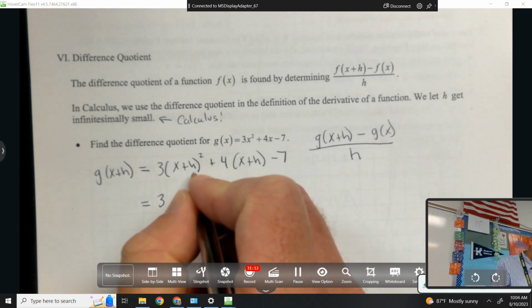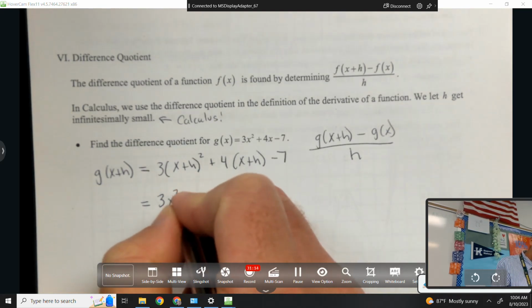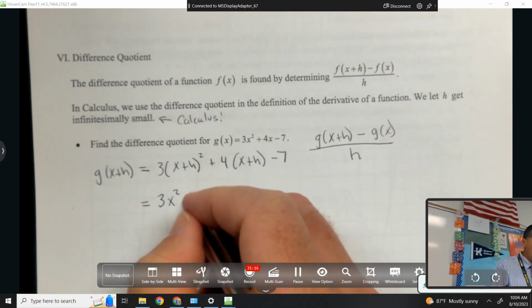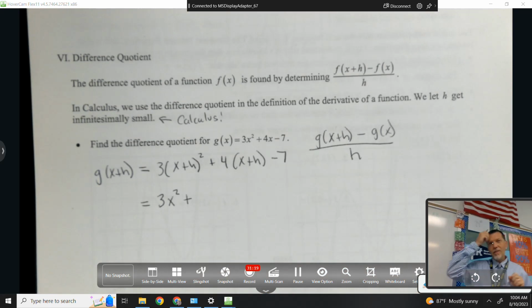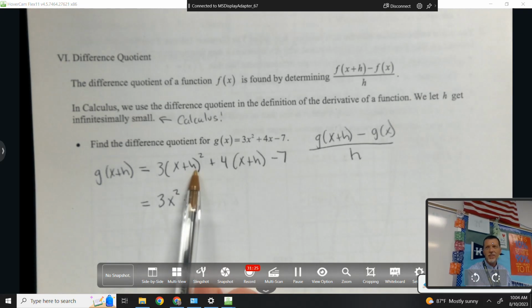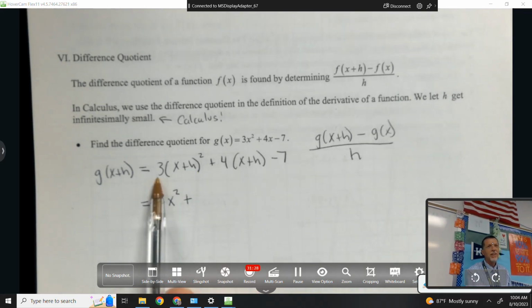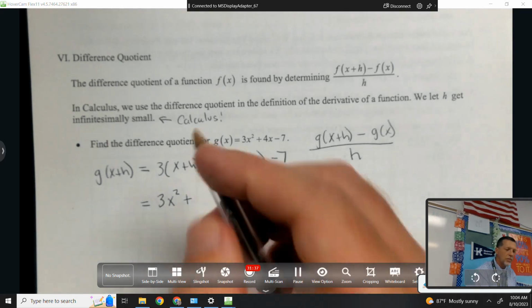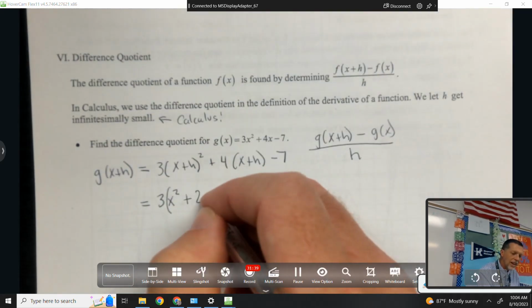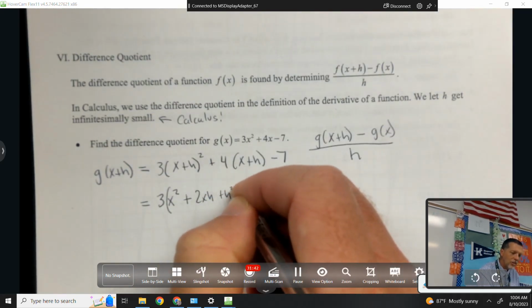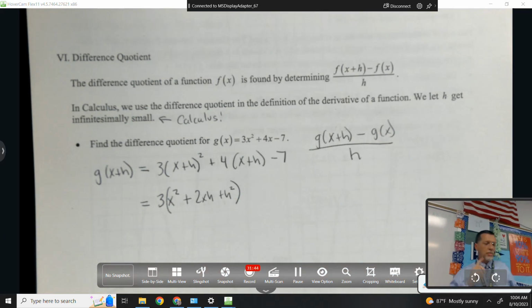Okay, so if you do skip steps, let's see. 3x squared plus, all right, step skippers, what should I write next? What's the middle term going to be when I FOIL x plus h and then multiply by 3? 6xh. You okay with that or not? My step skippers are okay with that. I'm not sure how comfortable you are yet, so I'll not skip that step just yet.